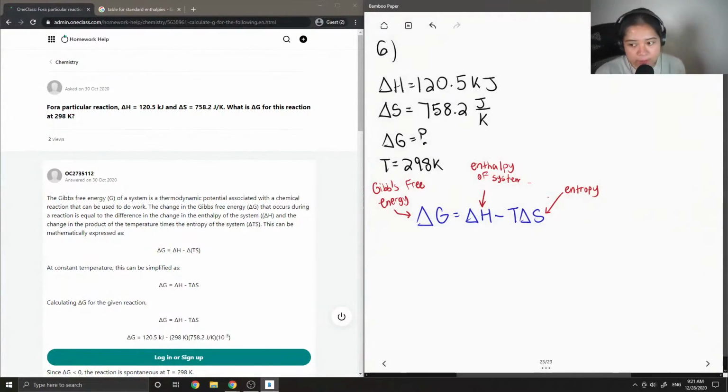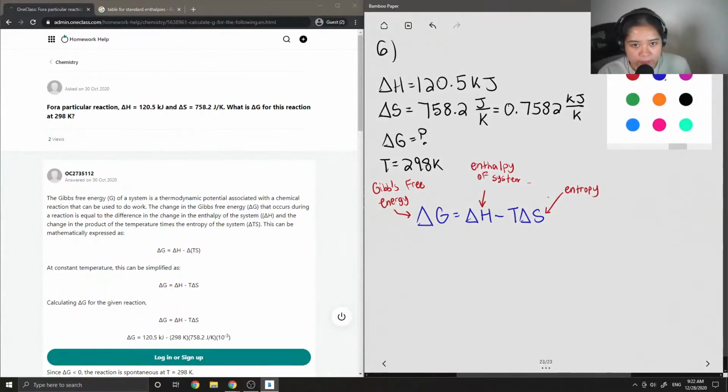Okay, so before we plug in all the values, I just want to double check to make sure that all the units should be kind of similar to each other so that everything can balance out nicely. So if we look at our enthalpy and entropy values, the enthalpy is in kilojoules and the entropy is in joules per Kelvin. So I'm just going to convert my entropy into kilojoules as well by dividing by 1,000. So 758.2 is also equal to 0.7582 kilojoules per Kelvin.